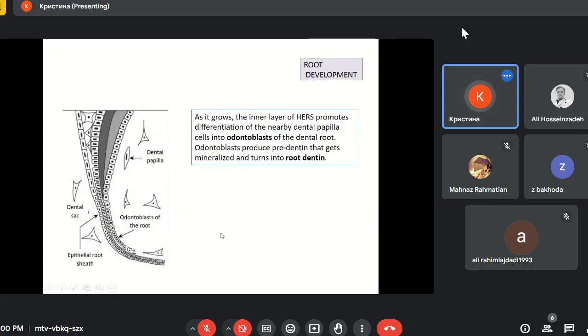As the HERS grows, the inner layer of the HERS promotes differentiation of the nearby dental papilla mesenchyme cells to turn into odontoblasts. So these mesenchyme dental papilla cells turn into odontoblasts, and they start to produce the dentin in the root of the tooth.